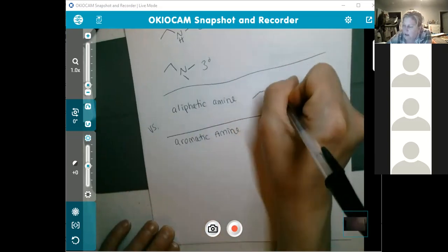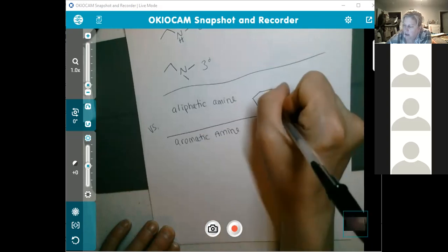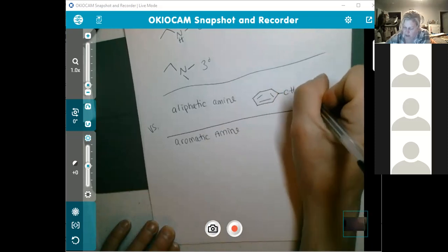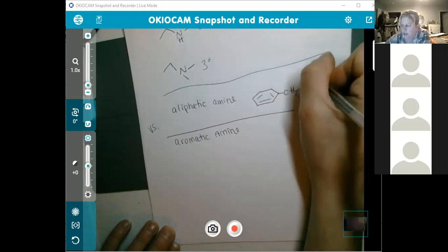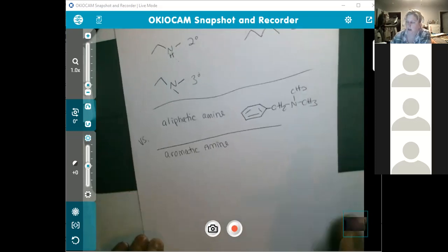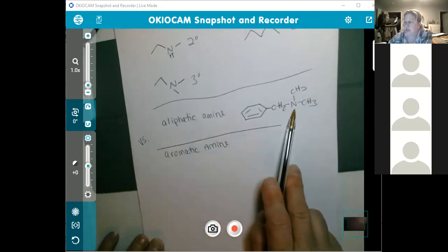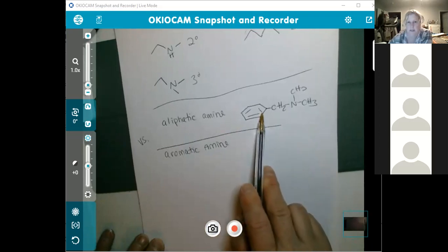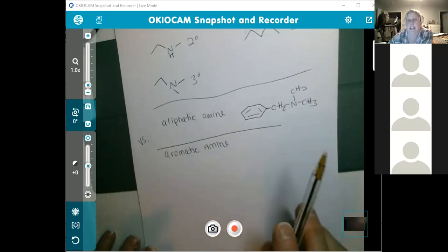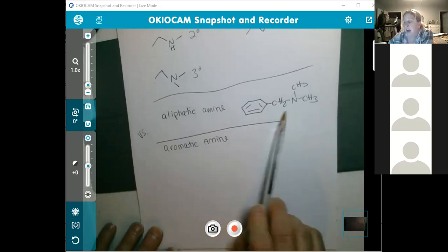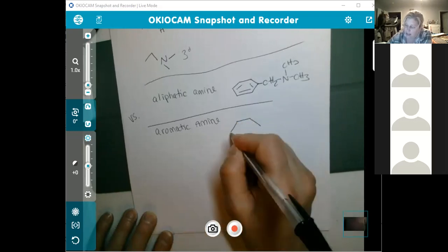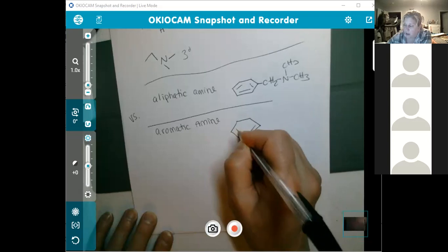What that means, okay, so here's my benzene. If I have, let's say, a CH2, an N, a CH3, we'll throw a CH3 up here. Aliphatic means that this nitrogen is not directly attached to the benzene ring. That's all it means. So it could be either a secondary or tertiary. It doesn't matter. Aliphatic just means it's not directly attached. Aromatic means it's attached, so it's either attached or within the ring.